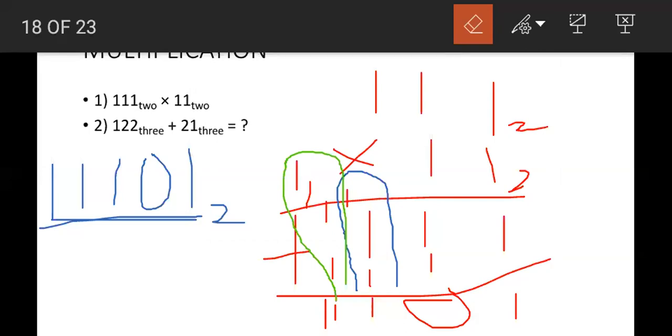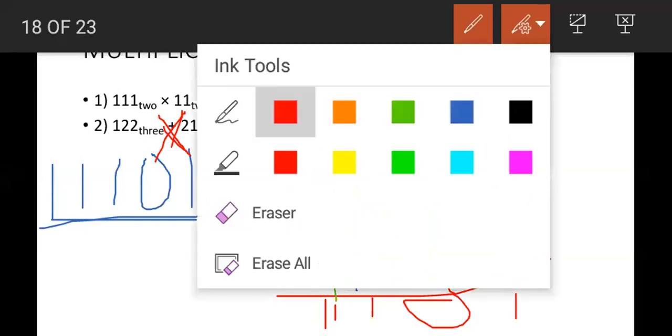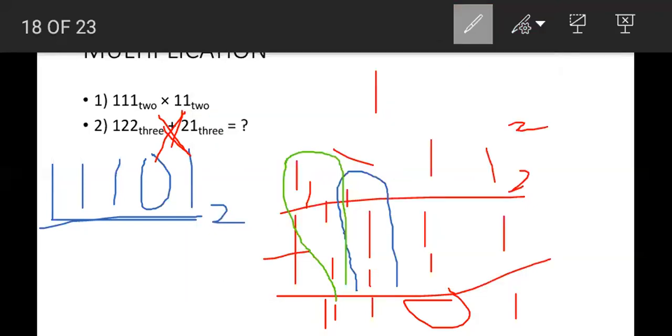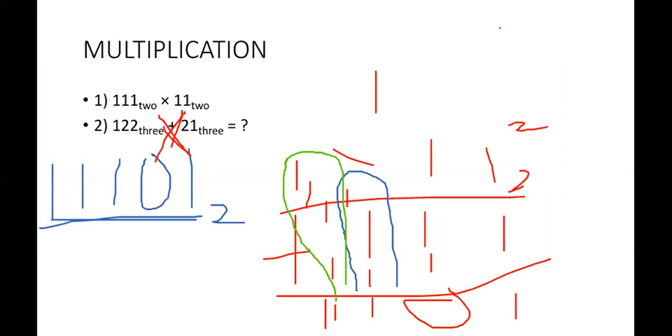1, 2, 2 base 3 times... Sorry, this is multiplication. We are doing multiplication, the question is multiplication, please. I wrote addition. So 1, 2, 2 base 3 times. Let me even write it here. 1, 2, 2 base 3 times what? Times 2, 1 base 3.